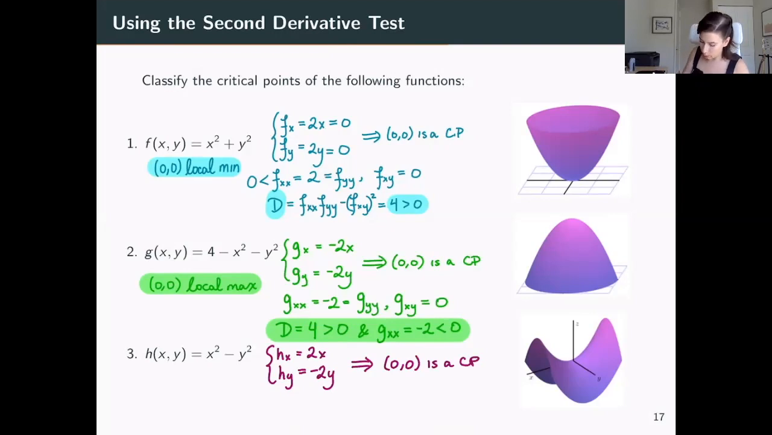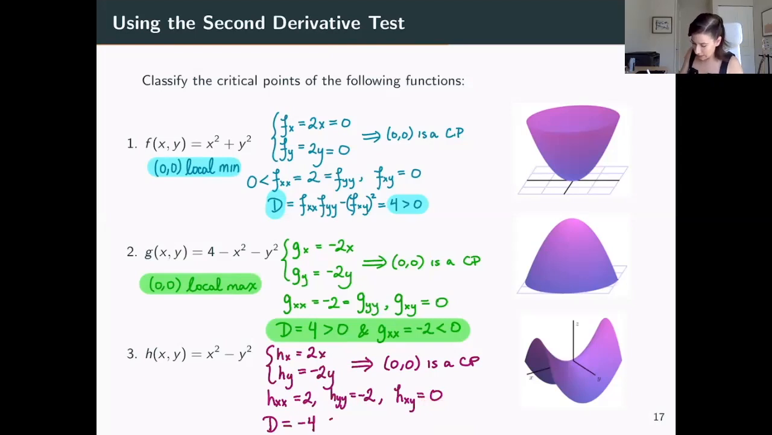We can then evaluate our second order partials. h_xx is going to be equal to 2. h_yy will be equal to negative 2. And h_xy is going to be equal to 0. Then once we look at our expression for D, evaluating that will be 2 times negative 2 minus 0. So here I get a negative 4.